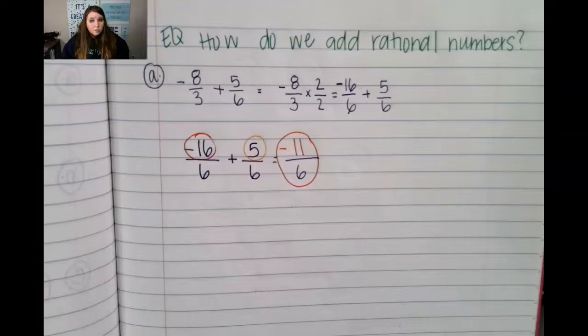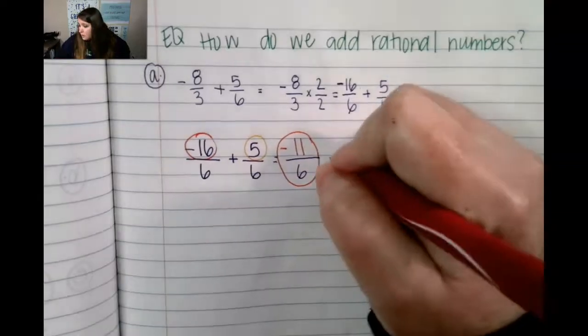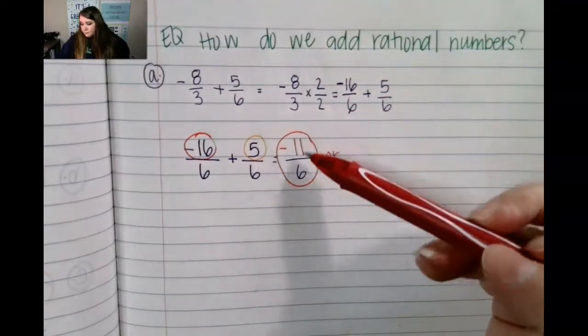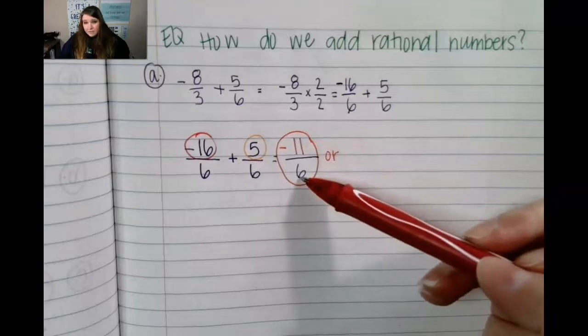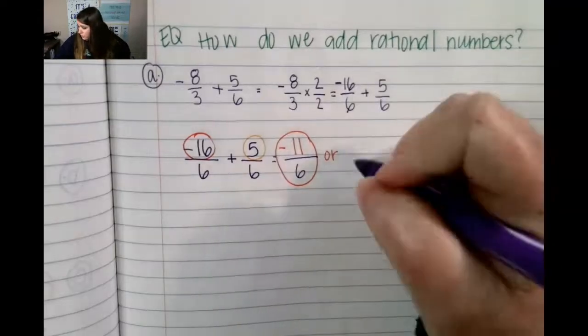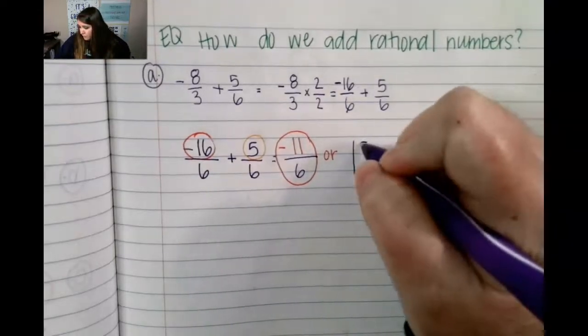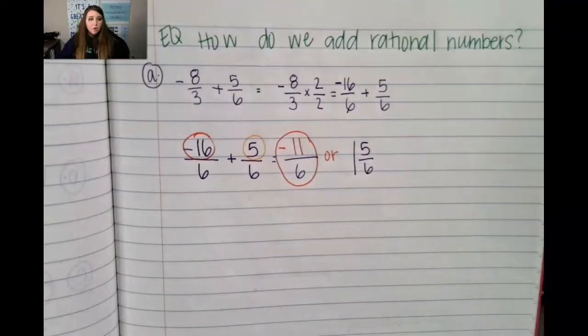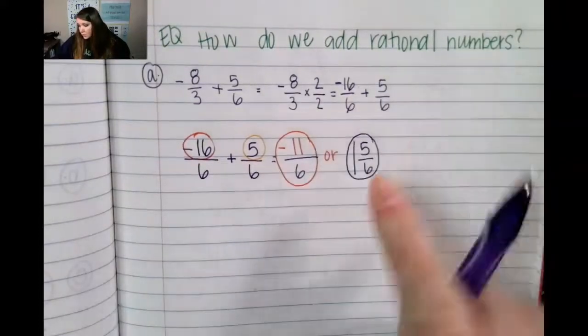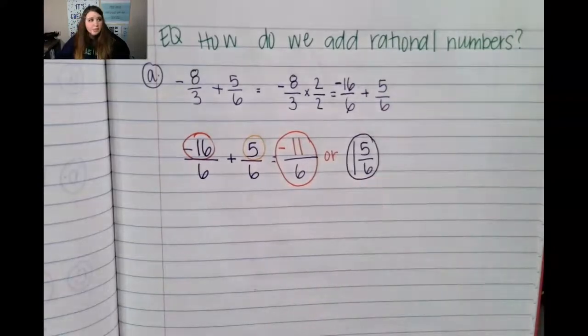As a 6th grader, we are going to try to move you towards reducing this into a mixed number. So we're going to say I have 11 divided by 6, which means that I can make one group, one whole, with 5/6 left over. So 5/6 left over. So my answer is negative 1 and 5/6. We want to try to get it to a whole and a fraction.